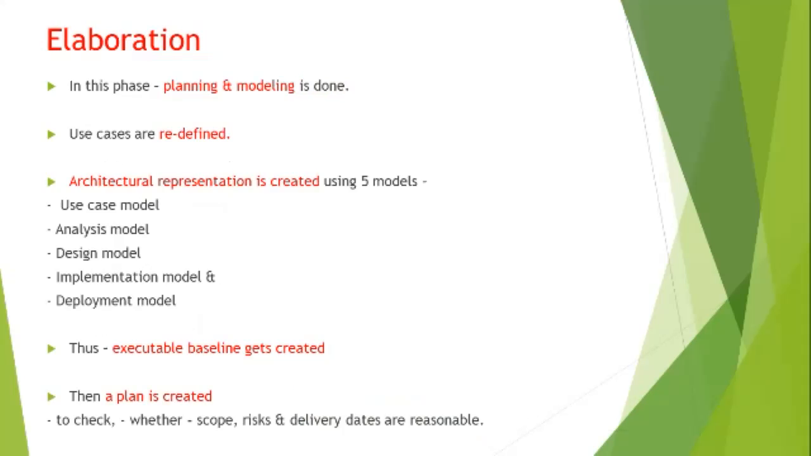Second phase is elaboration. In the elaboration phase, planning and modeling is done. The use cases are redefined. Architectural representation is created using 5 models. First one, use case model. Second, analysis model. Third, design model. Fourth, implementation model. And fifth one is deployment model. Thus, executable baseline gets created. Then a plan is created to check whether scope or risk is delivered or not.